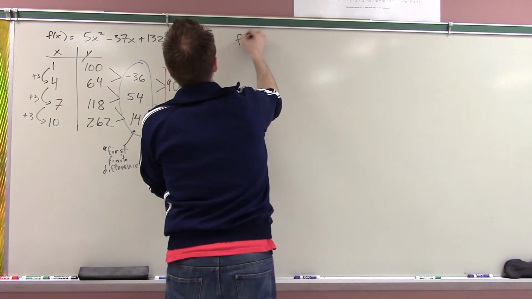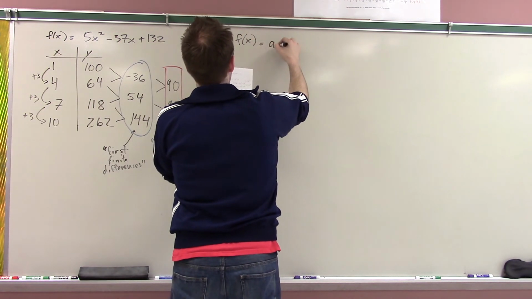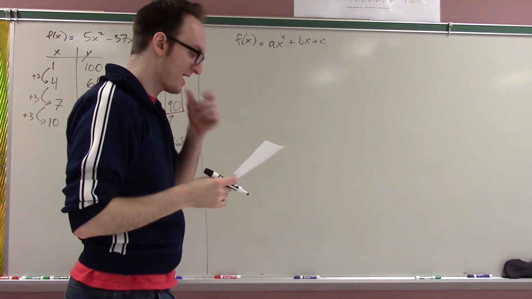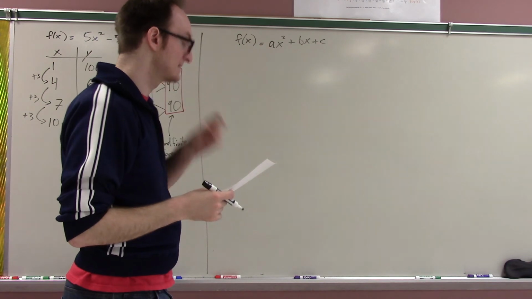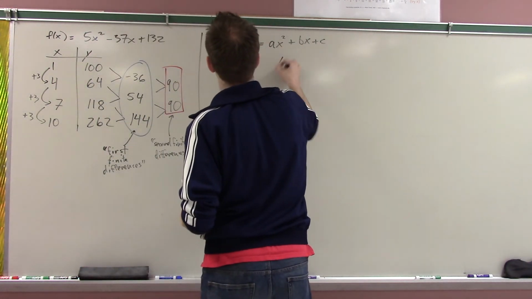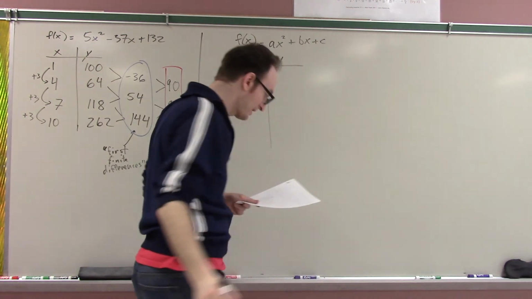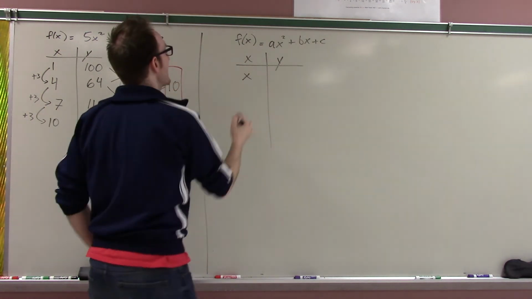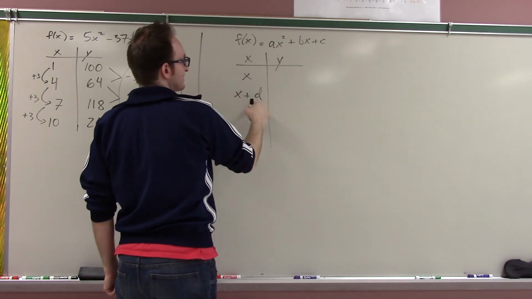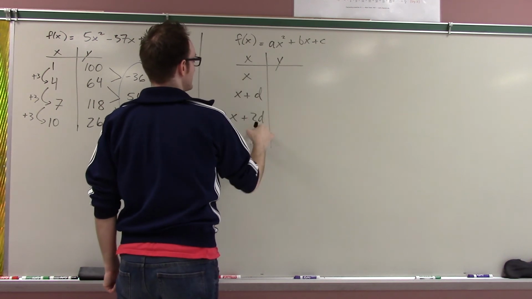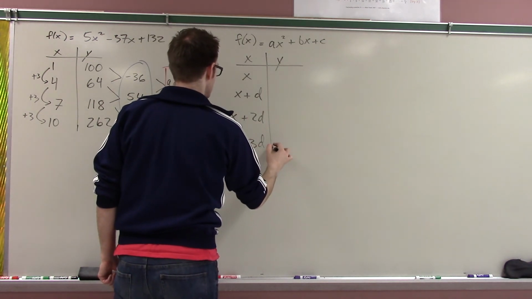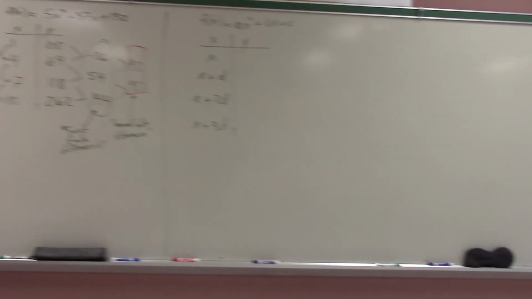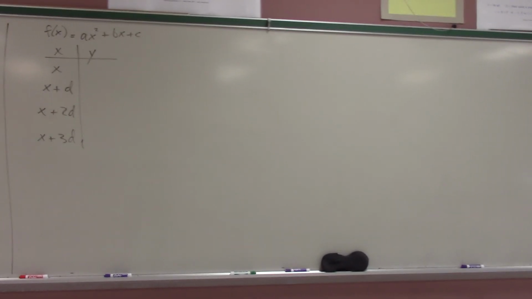So let's take any quadratic function, ax squared plus bx plus c, just a generic quadratic. Now I'm going to make the chart x comma y, and let's take some arbitrary input x, and let's track what happens if I increase the input by d, increase it by d, and by d again. You can take a minute and maybe do this right now.